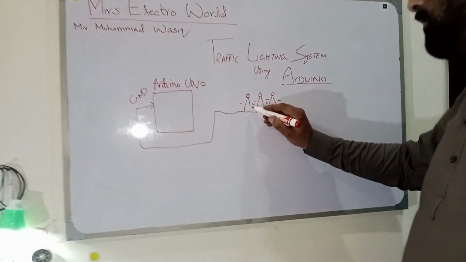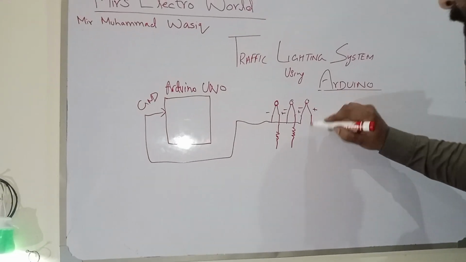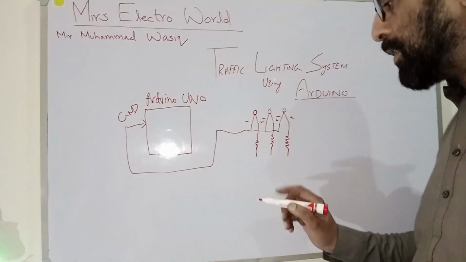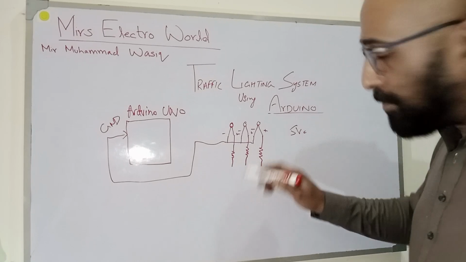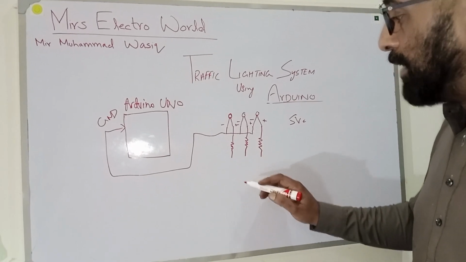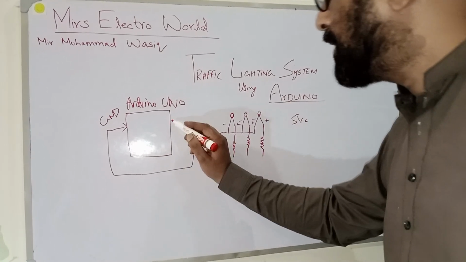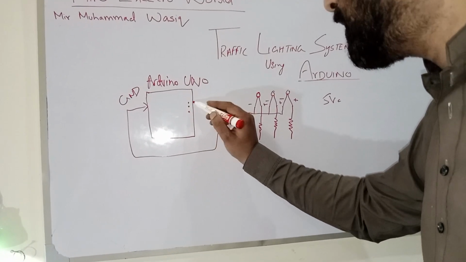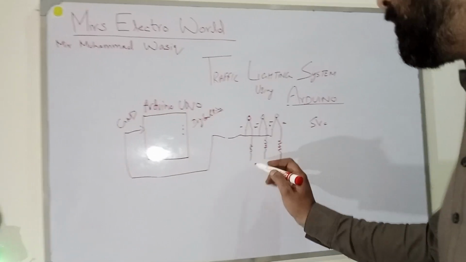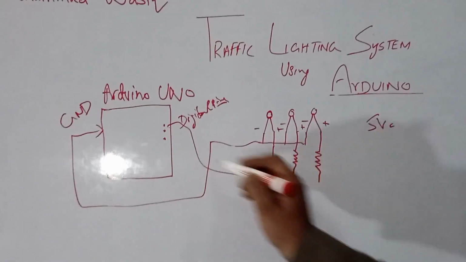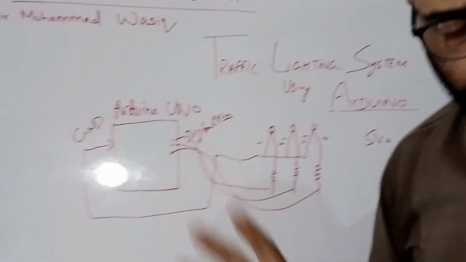For the positive side, we connect every positive side with a resistor first, because the supplying voltage coming from the microcontroller is 5 volts. 5 volts is not good for the LEDs, so we are placing a resistor in between. Now these three points will connect with the three digital pins that we select. So we connect the 3 pins here, 1, 2 and 3. In this way we just do the little interfacing.